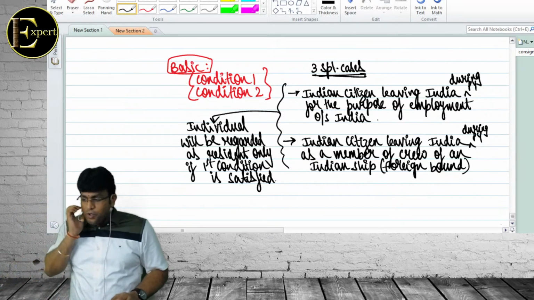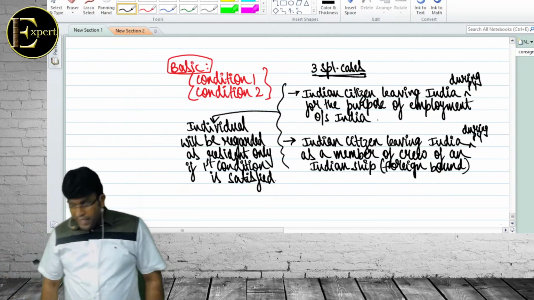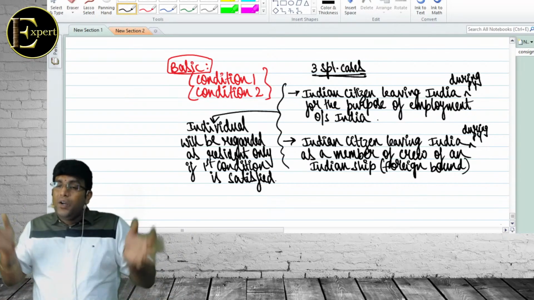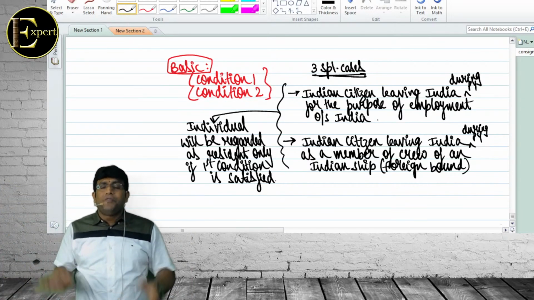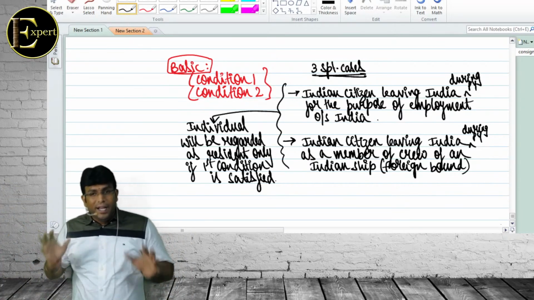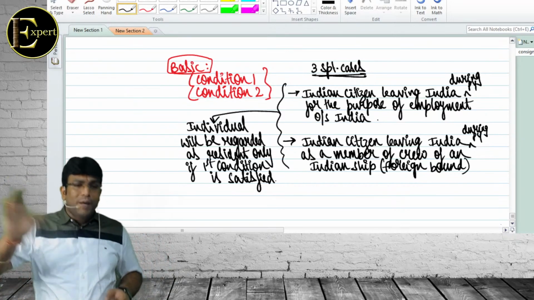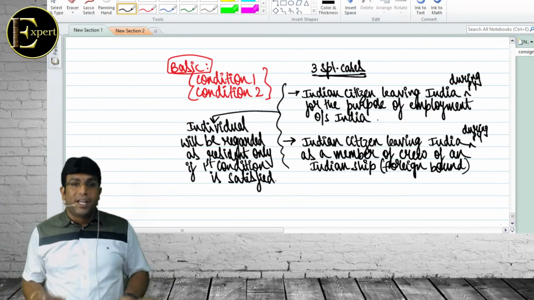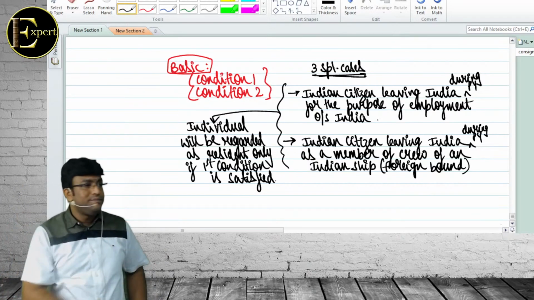What are the 2 points we discussed so far? First one: Indian citizen leaving India during the previous year for the purpose of employment outside India. Second one: Indian citizen leaving India during the previous year as a member of crew of an Indian ship, which is foreign bound.